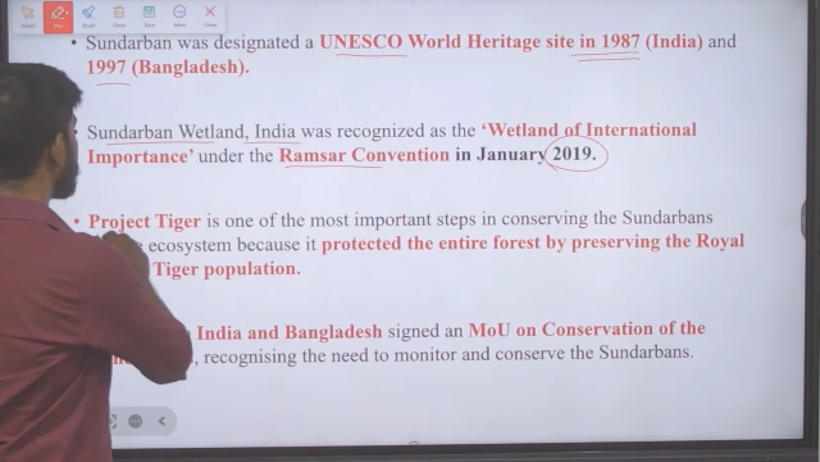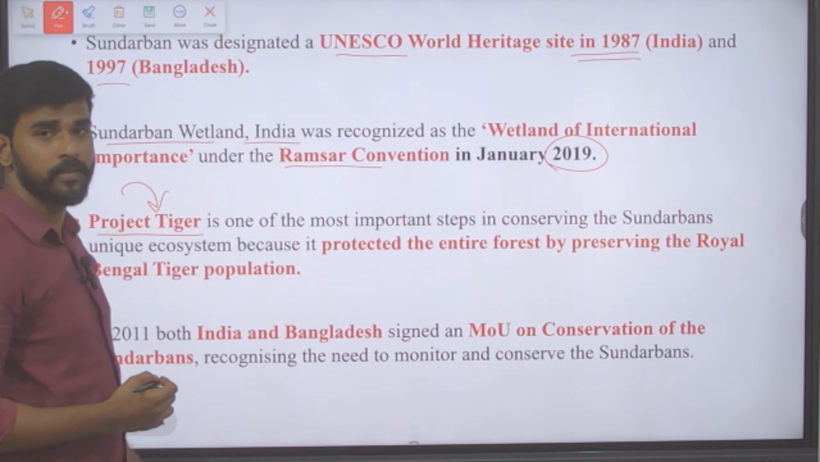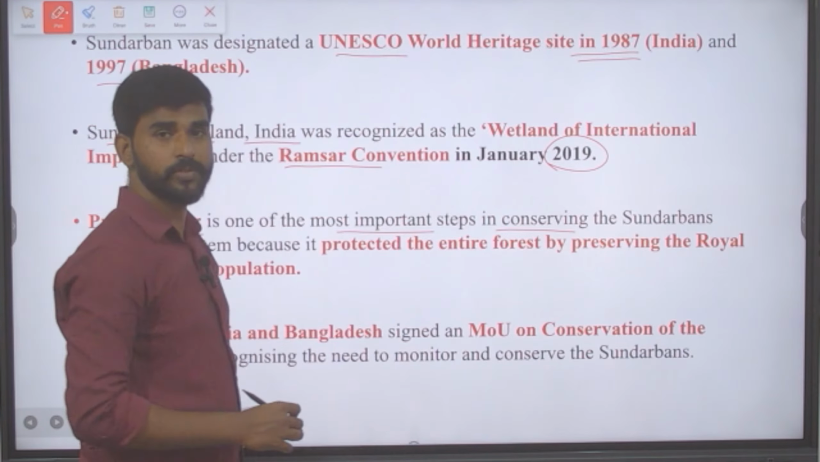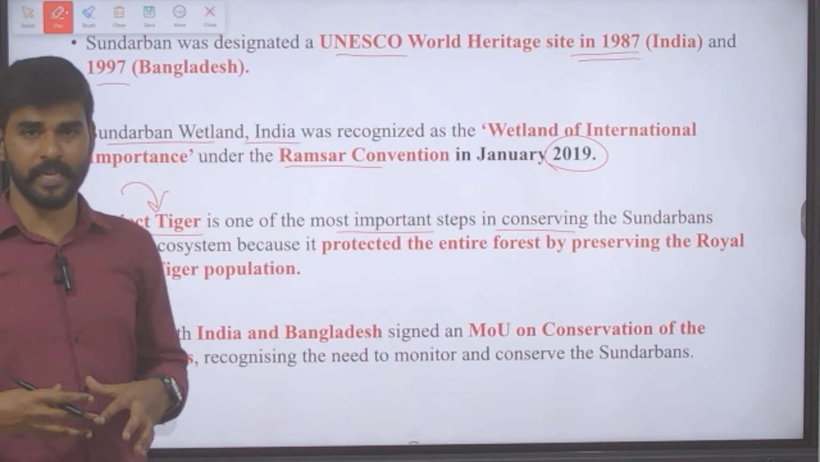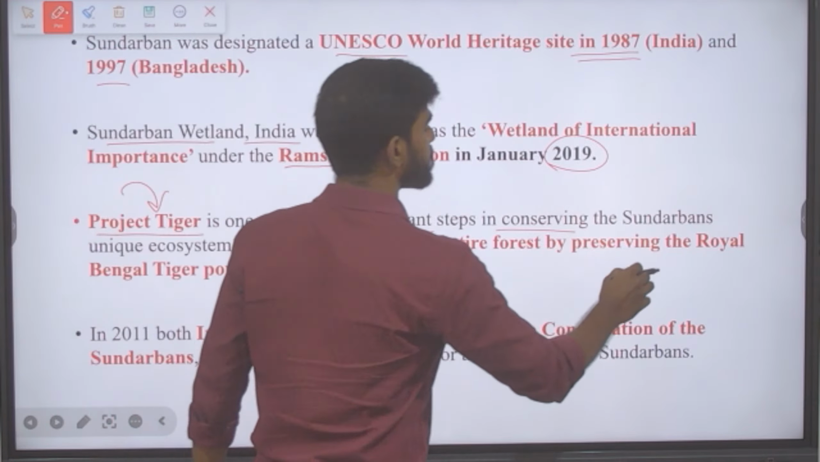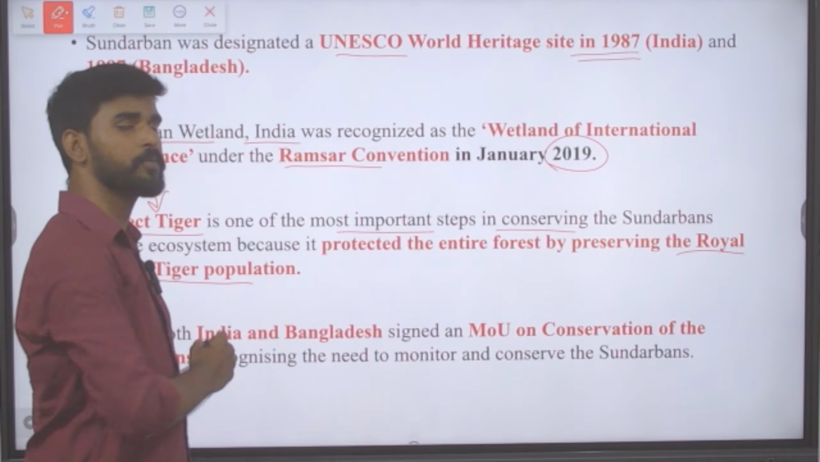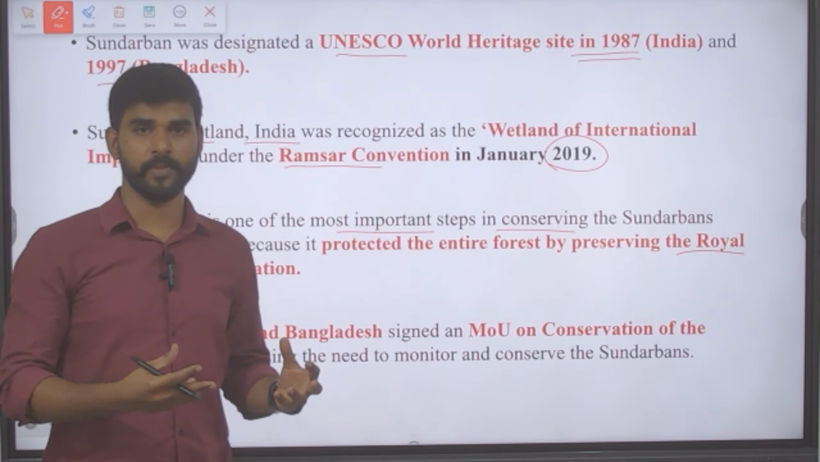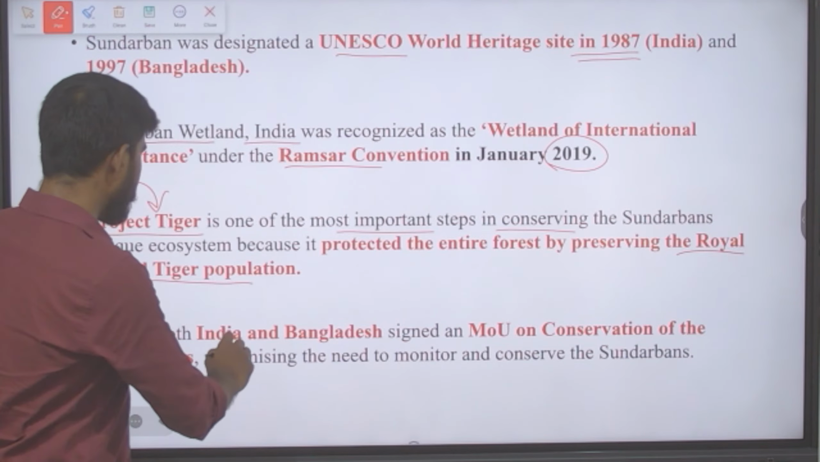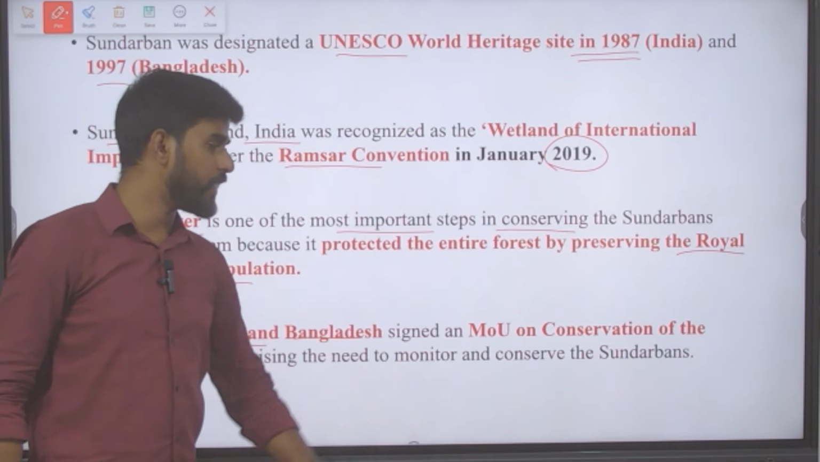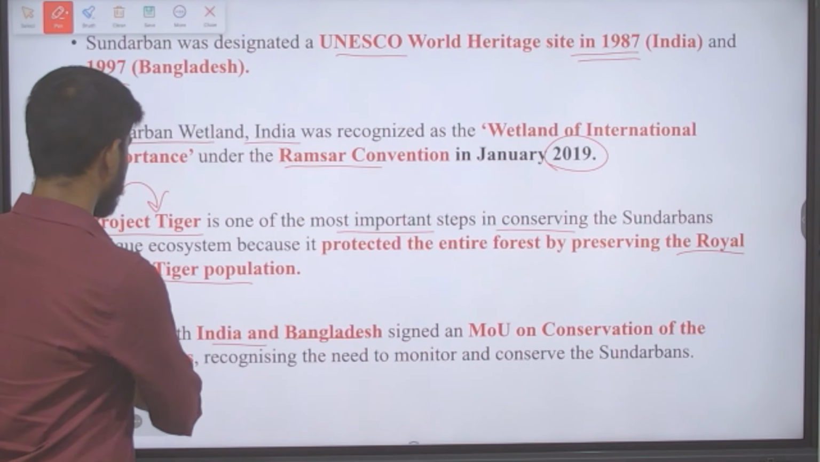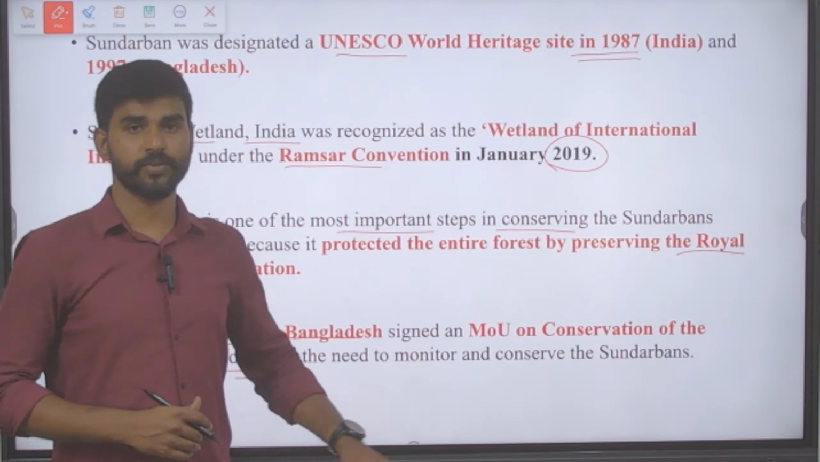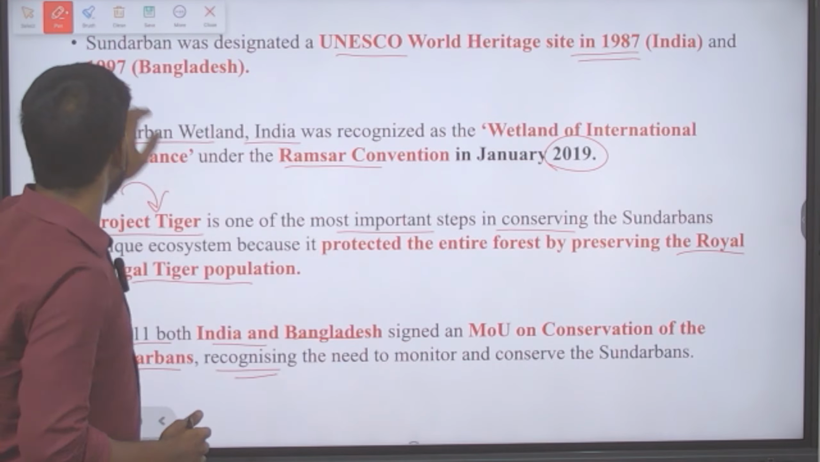It is also coming under Project Tiger, because Project Tiger is one of the most important steps in conserving the Sundarbans. Project Tiger is there for conservation and preservation of Royal Bengal tiger population, and in turn it is also protecting the ecosystem. In 2011 both India and Bangladesh signed an MOU on conservation of Sundarbans, thus recognizing the need to monitor and conserve the Sundarbans. So this MOU is also there.